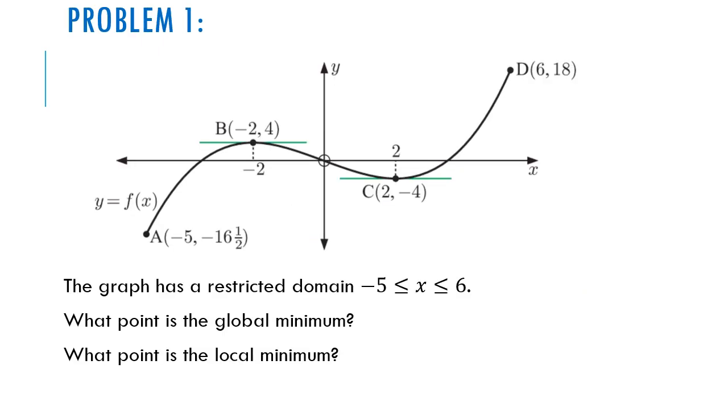All right, so we have this graph, and its domain has been restricted, starting when x is -5 and ending when x is 6. It asks, what is the global minimum? The global minimum is referring to the point that is the lowest on the graph. Now, the local minimum is where you have the hills and valleys. This right here would be considered the local minimum.